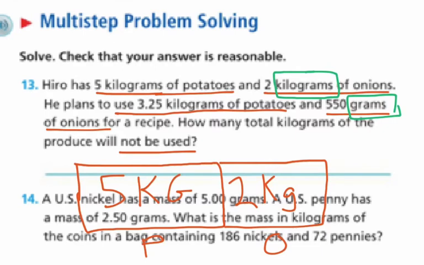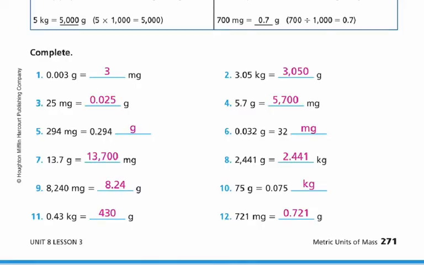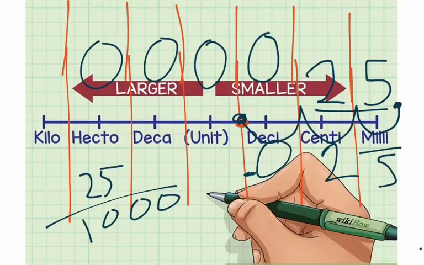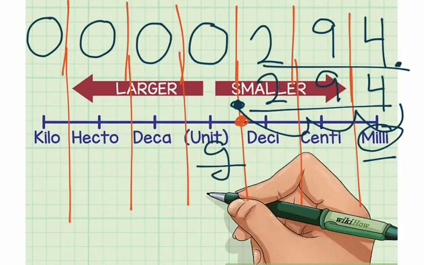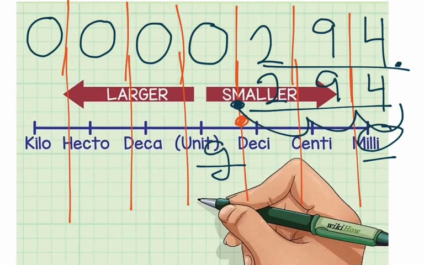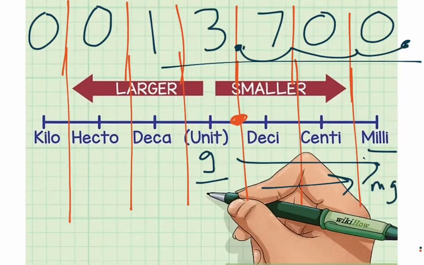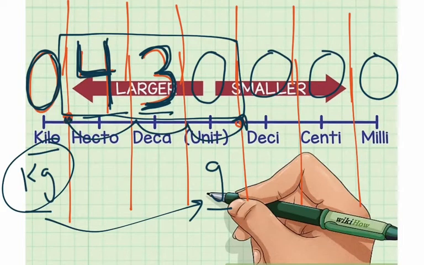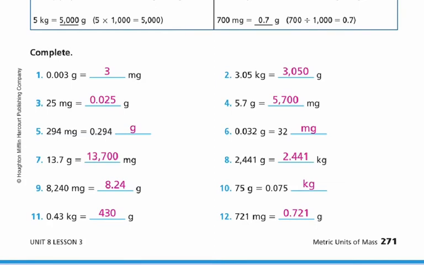Well, first let me check the answers on those. All right, so I'll go ahead and check my answers. First one I got 3, and that was correct. Second one was 25. That's correct. Third one was 0.294 grams. That's correct. Fourth one was 13,700. Then 8.24, and 430. So I'll see if I'm right. Yes. Yes. Yes. Yes. Yes.